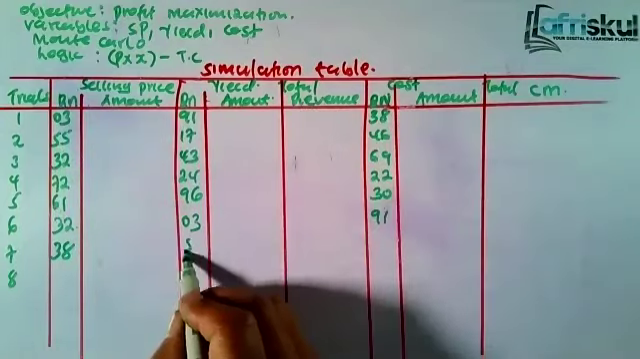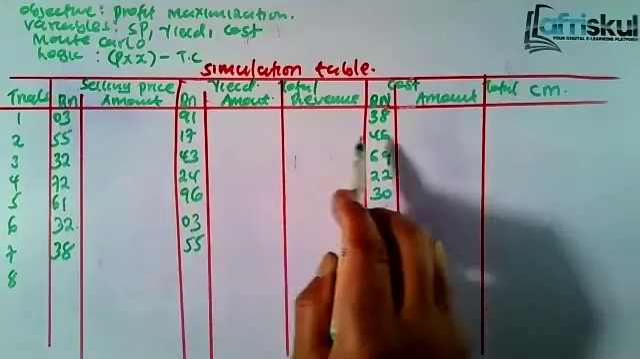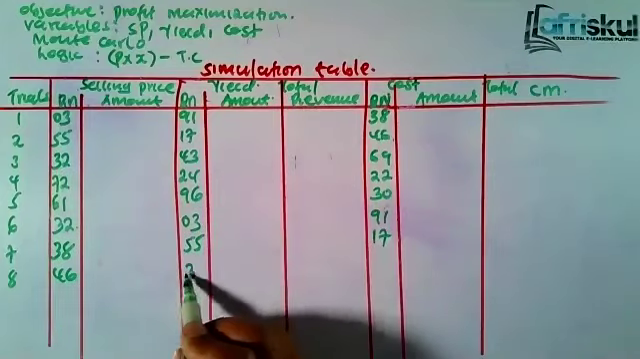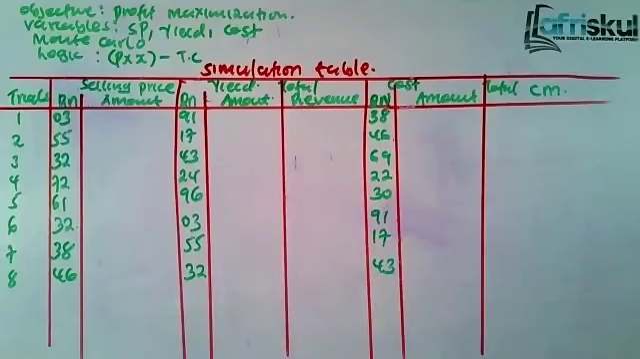38, 55, 17, 46, 32, 43, until you have now 8 trials. Now let's get the amount.